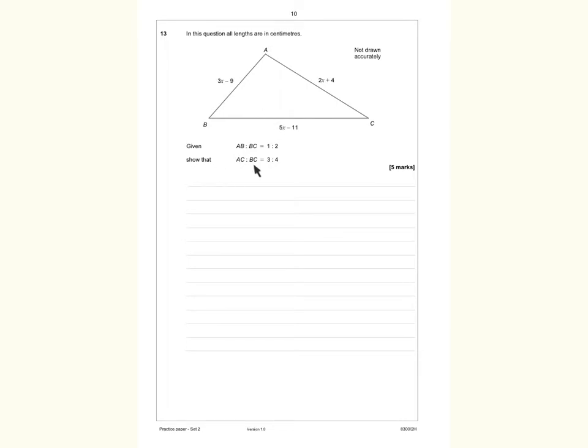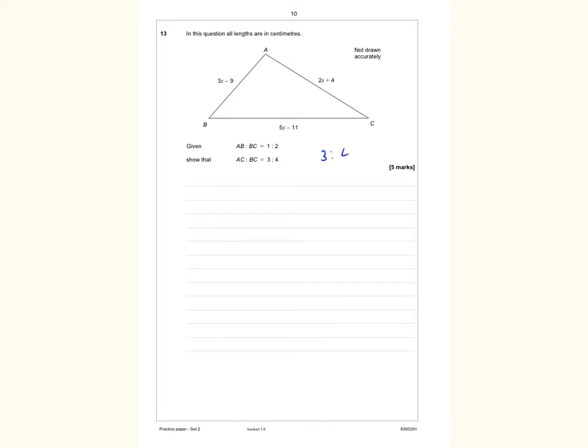And it says show that this, okay? So we can't assume this, and we just need to show that this is true when this is true. So we said that if I was to take AB and times it by 2, I will get this. Also, this is actually a really important skill.